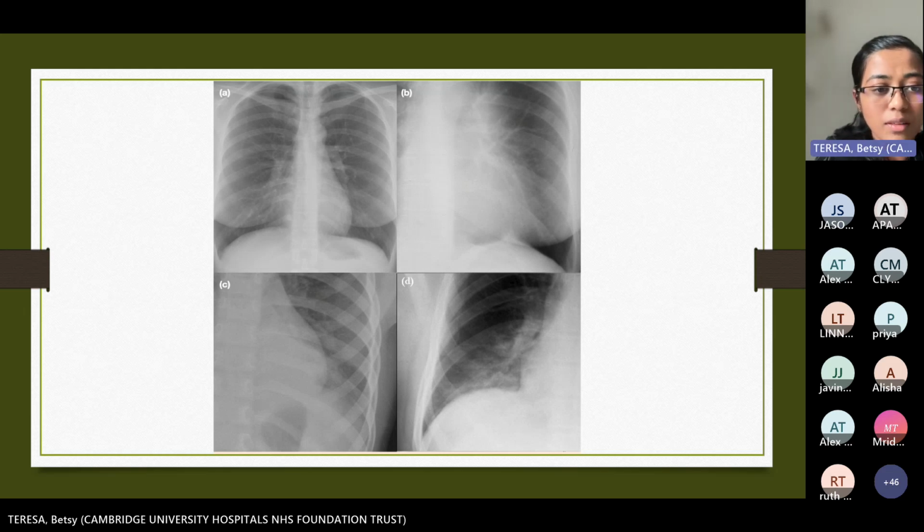If you look at C, the left dome of the diaphragm appears to be ill-defined, and therefore that shows that there's some involvement of the left lower lobe. Similarly, you've got the right dome of the diaphragm being obscured, which shows an involvement of the right lower lobe.